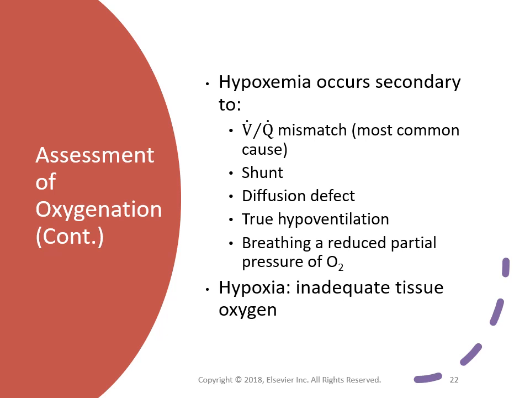So what's the difference between hypoxemia and hypoxia? Hypoxemia is not enough oxygen in the blood. Hypoxia is not enough oxygen at the tissue level.